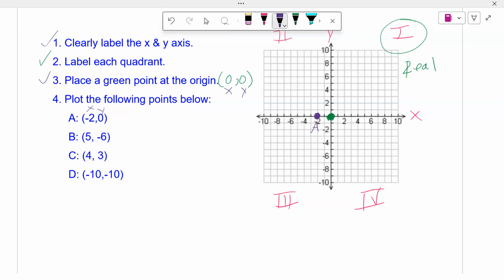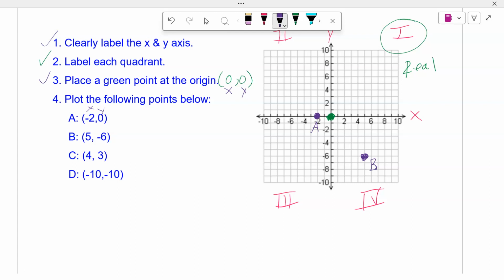B, we have 5, -6. We're going to go right, starting from the origin, because it's a positive 5. 1, 2, 3, 4, 5, and then down 1, 2, 3, 4, 5, 6. So point B should be right about there. Ooh, fix that B up.